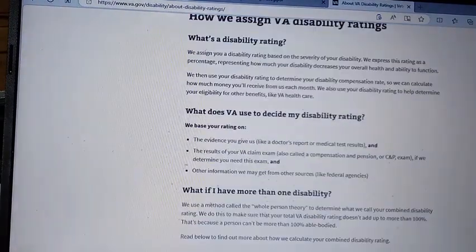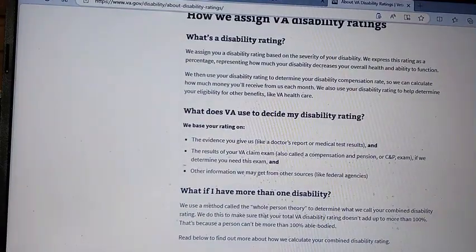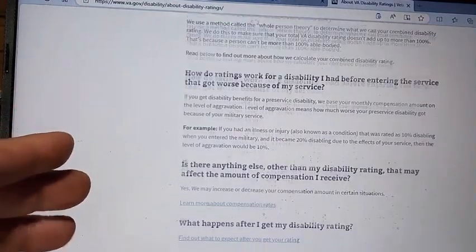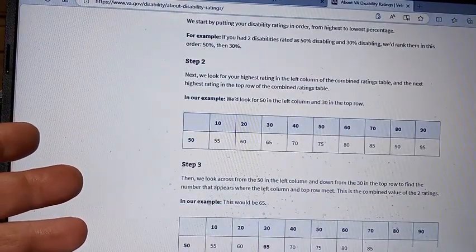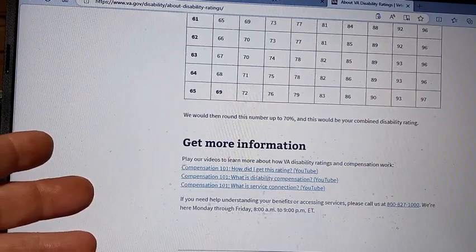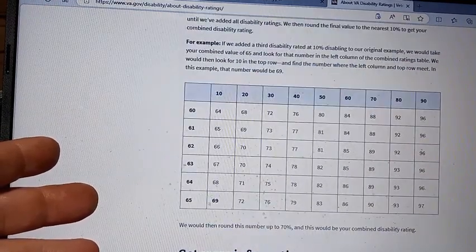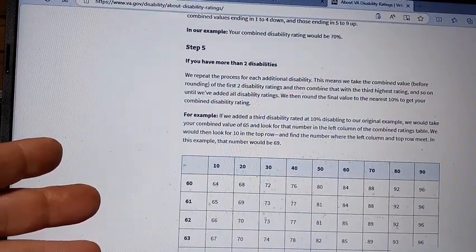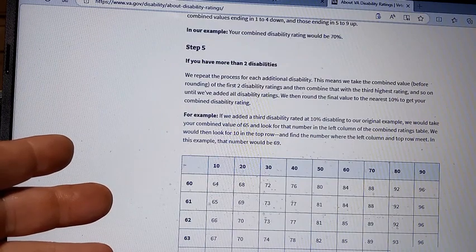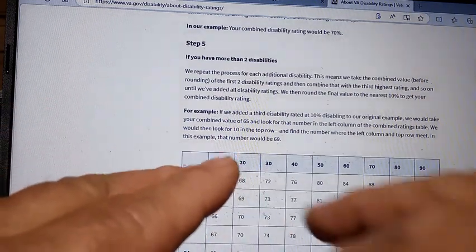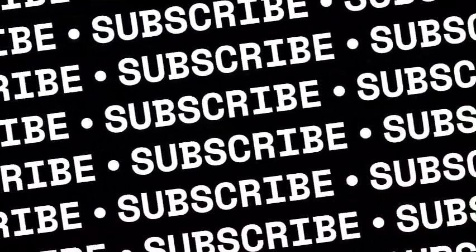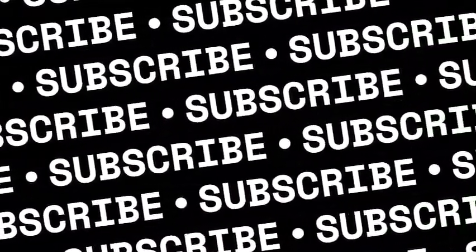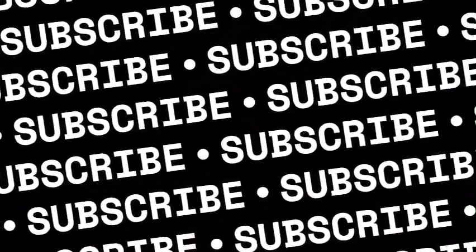And then it gives you all the information. You can read it; I'm not going to read it to you. Step 3, get more information. If you have more than 2 disabilities, anyway, you'll have to read it. It's very confusing. That's why I like using that lawyer's calculator. And I will leave a link to both of these in the description of this video.